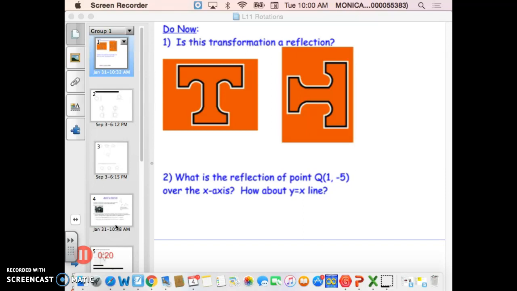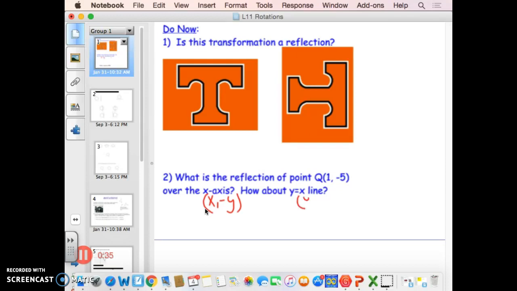And then number two, we're going to take this point 1, -5, and reflect over the x-axis. So remember, with the x-axis, the x stays the same, the y changes. And if you're going to reflect over the y equals x line, remember you flip-flop the coordinates. Okay? So in the first case, the x is going to stay the same, so I'll call this q prime, would be 1, and the y changes. Well, it's -5, so it's going to become +5. And for q, and I'll call this double prime, the y is going to come first, and then the x. So those are the coordinates you should have.